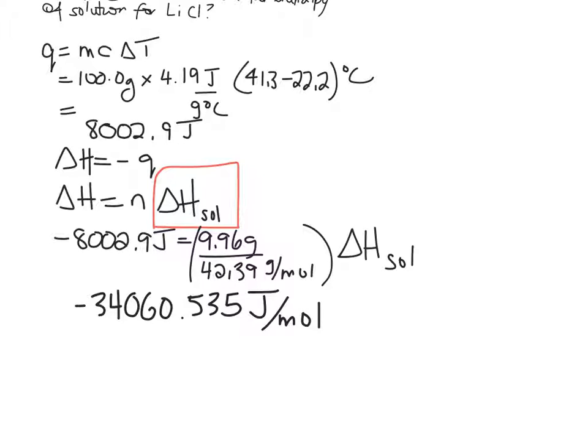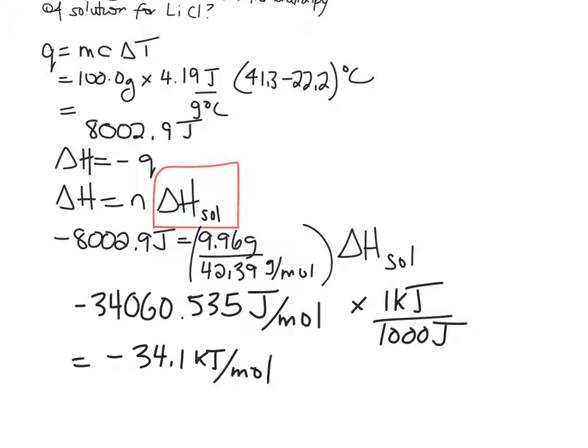All right, that's joules per mole. Let's change it to kilojoules per mole. So you would divide that by 1,000, because there's 1,000 joules in a kilojoule. And how many significant digits should we have? Okay. There you go, negative 34.1 kilojoules per mole.